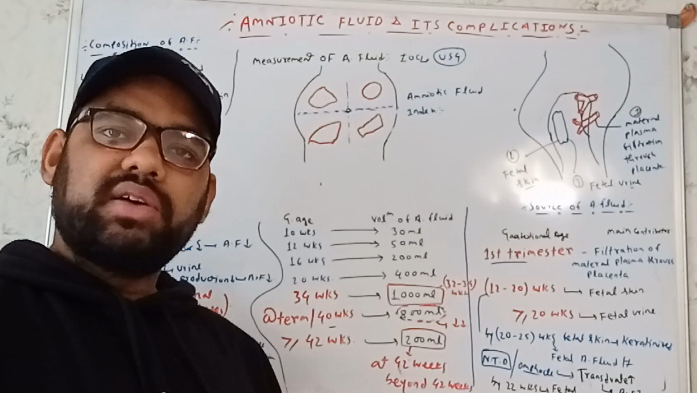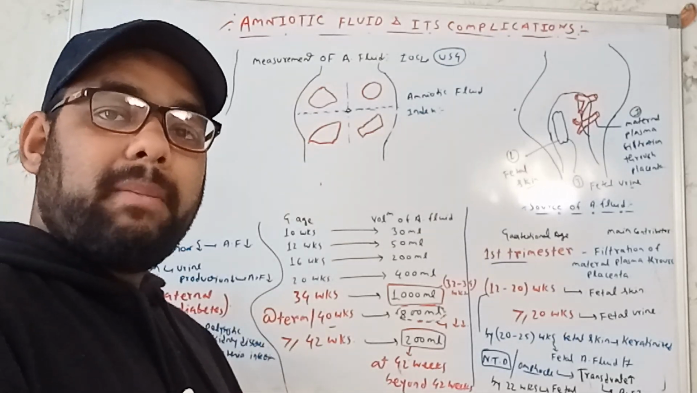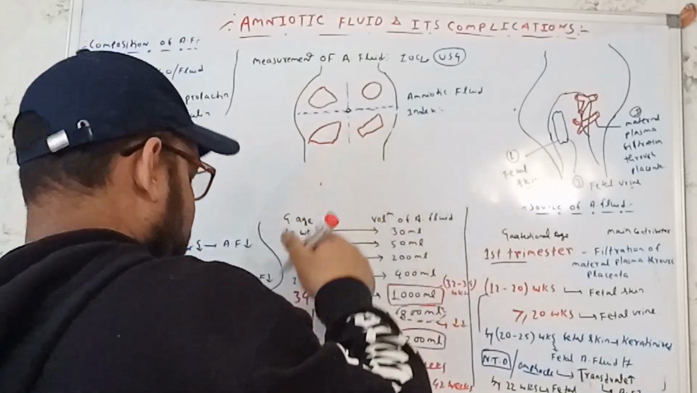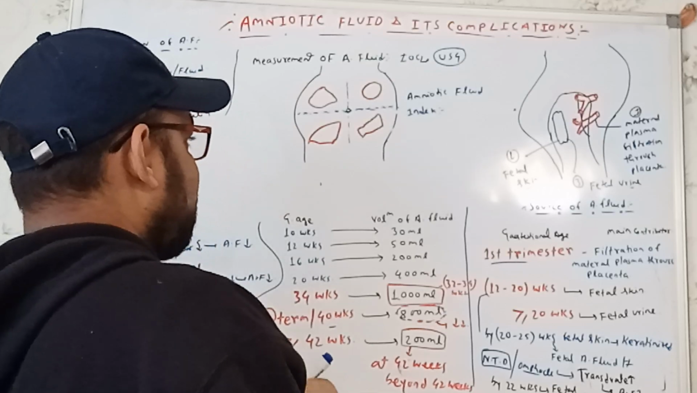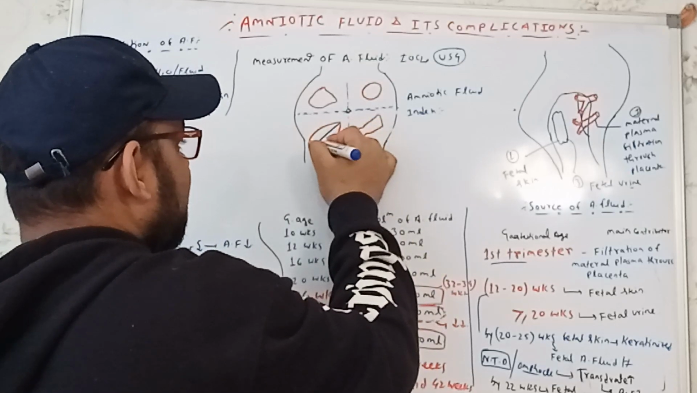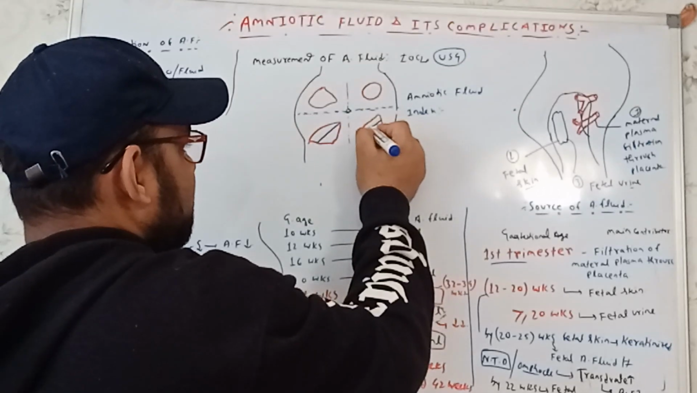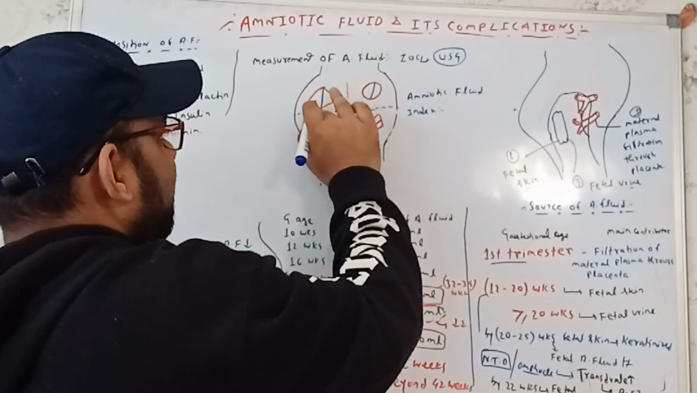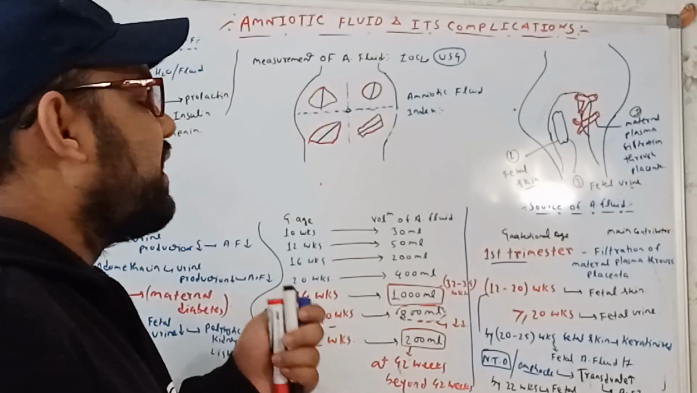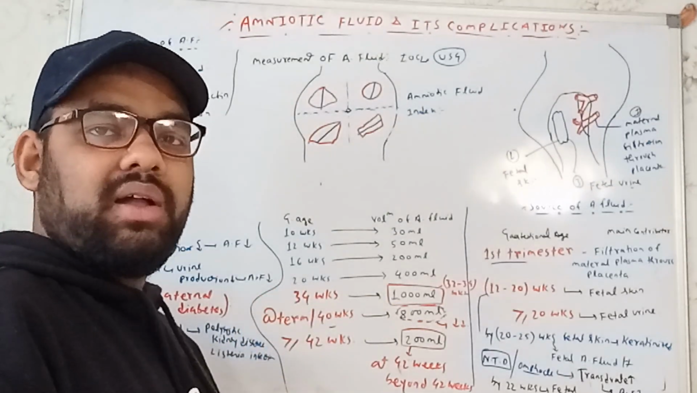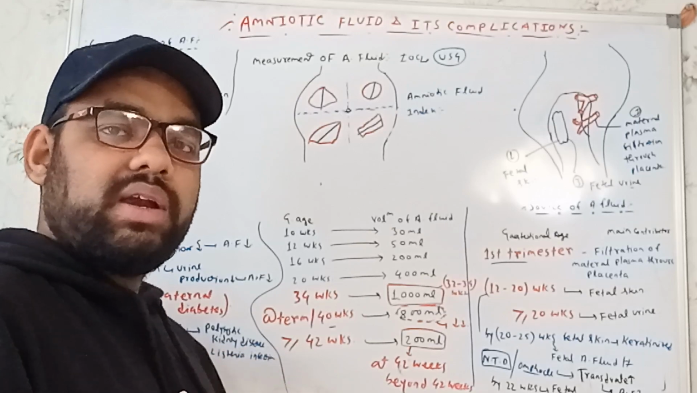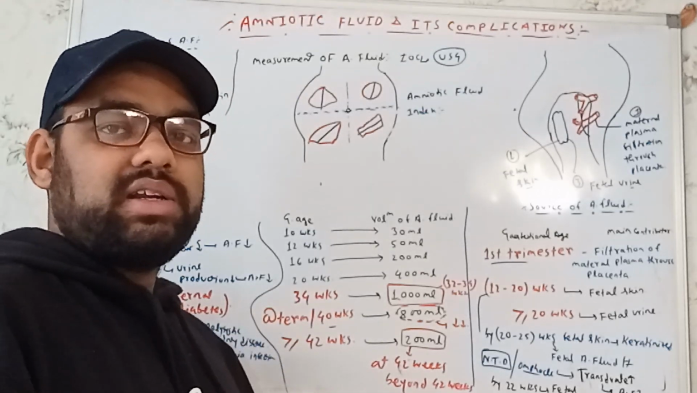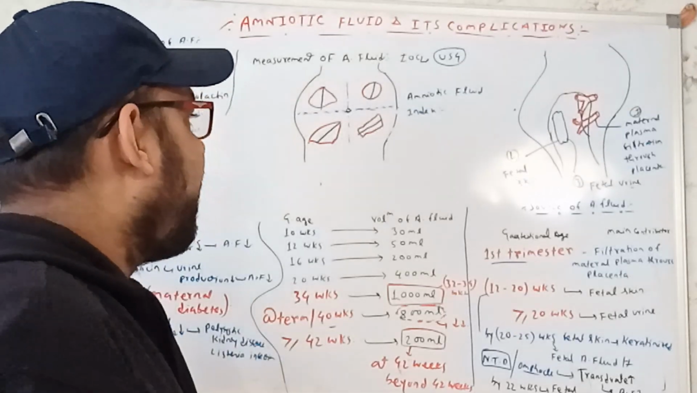And wherever we get to see the fluids, we have to draw the maximum or largest diameter vertically. So we have to draw the vertical line, the largest vertical diameter over here. We have to draw the largest vertical lines in each quadrant. In each quadrant, we'll get to see the amniotic fluid, and wherever we see it, we have to draw the largest vertical diameter in those particular regions, and we have to add.